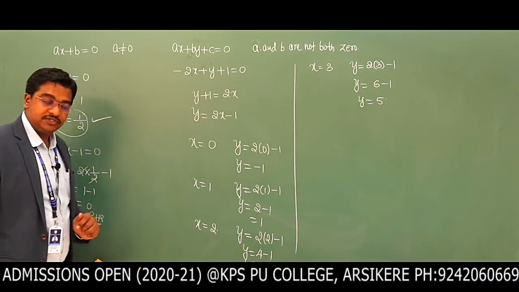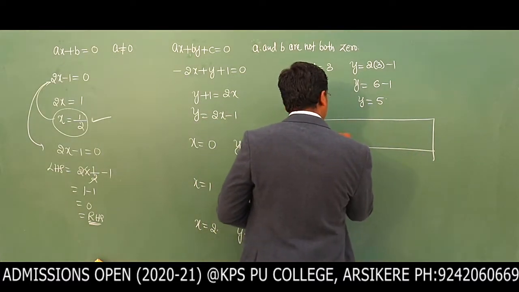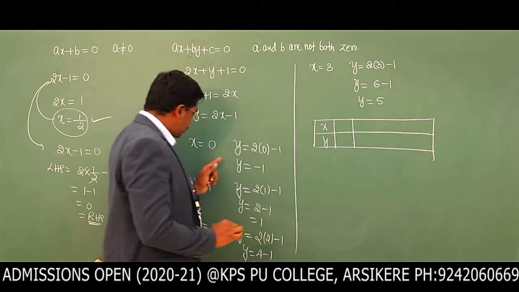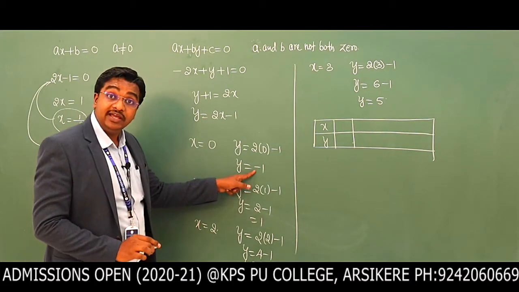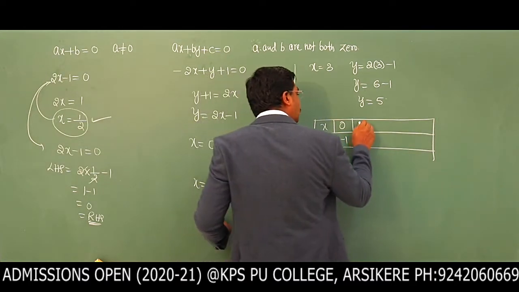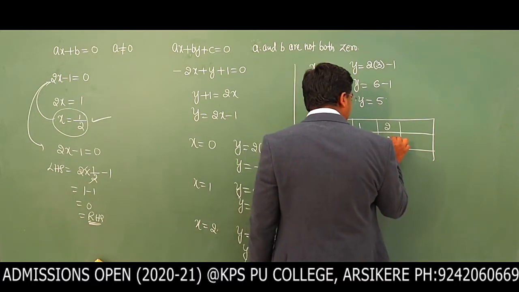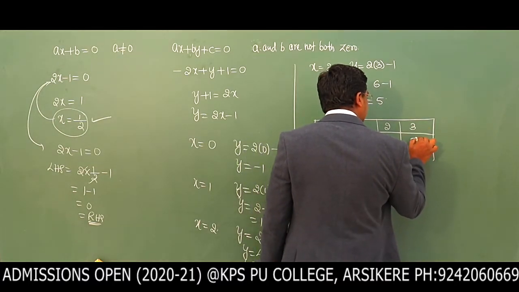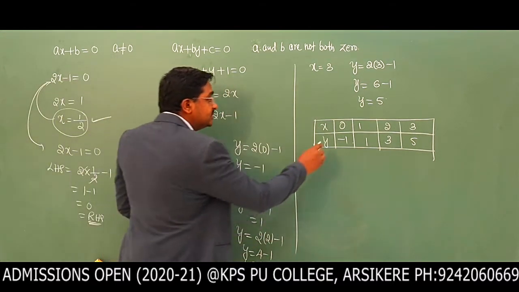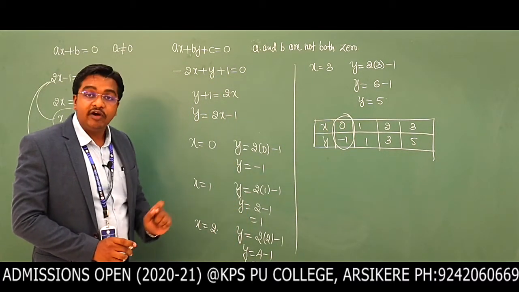Now let us tabulate all the values here. Here we have x and here the y value. When x is equal to 0, what is the value of y here? Minus 1. And when x is equal to 1, the value of y is 1. When x is equal to 2, the value of y is 3. When x is equal to 3, the value of y is 5. So these are the values of x and these are the values of y. Just observe here, when x is equal to 0, the value of y is minus 1.